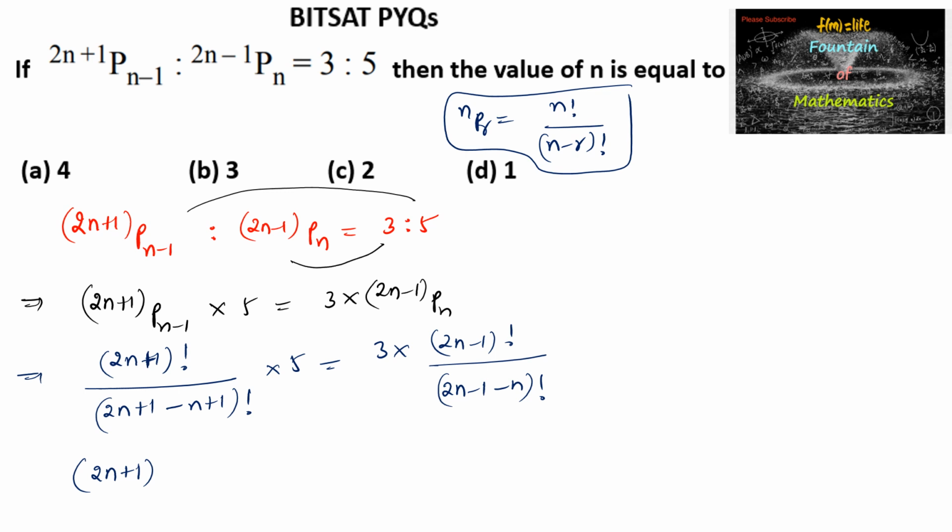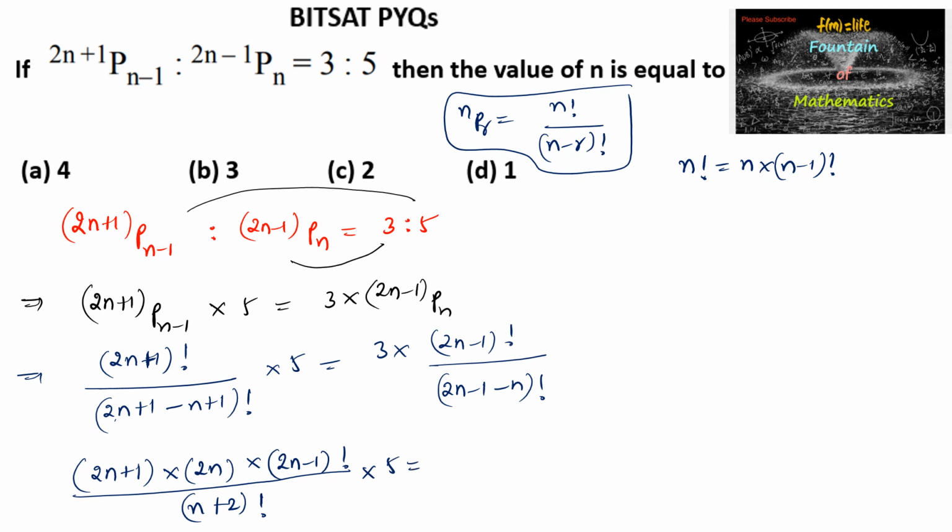Like an example, n factorial we can write n into (n-1) factorial. So (2n+1) factorial we can write (2n+1) into the next number below, which is 2n+1 minus 1, that is 2n, and below this is (2n-1) factorial, divided by (2n-n), here (n+2) factorial, into 5 is equal to 3 times of (2n-1) factorial upon (2n-n), that is (n-1) factorial.